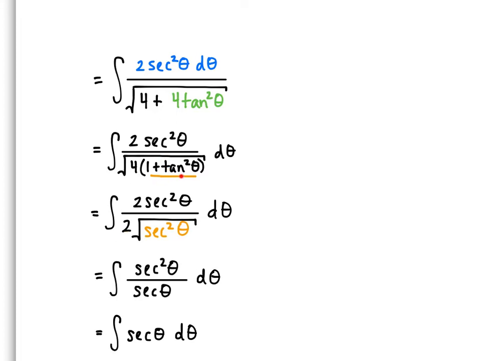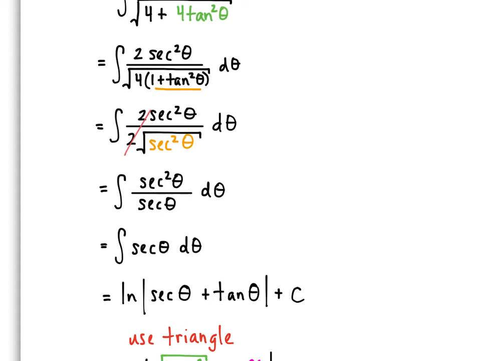Using a trig identity, 1 plus tangent squared is simply secant squared. We can now cancel out these 2's. Taking the square root of secant squared, we're just left with secant in the denominator. So now we have secant squared over secant, which gives us the integral of secant theta d theta.